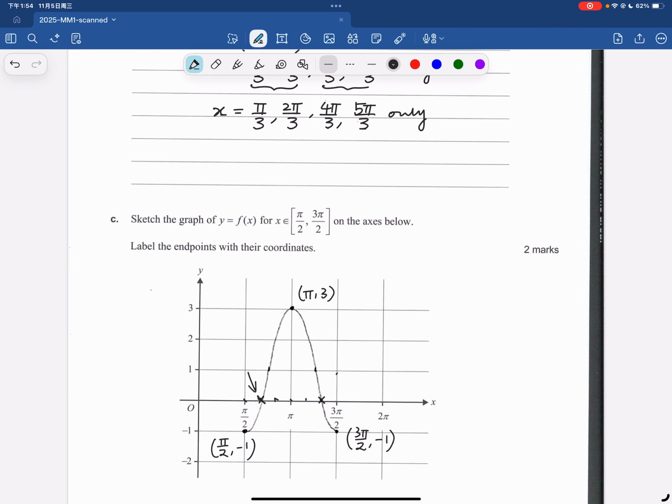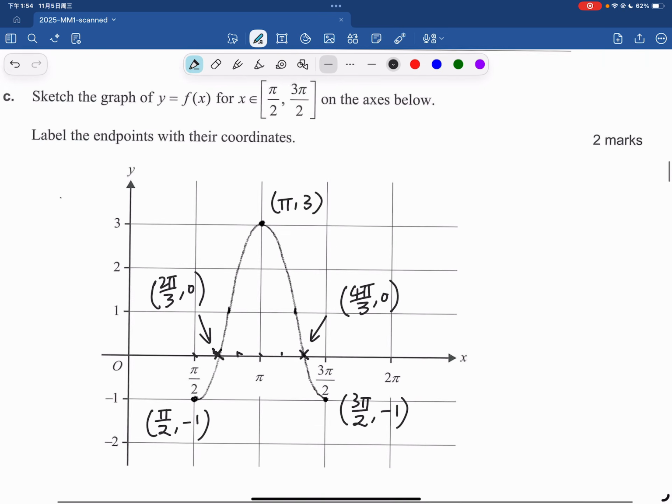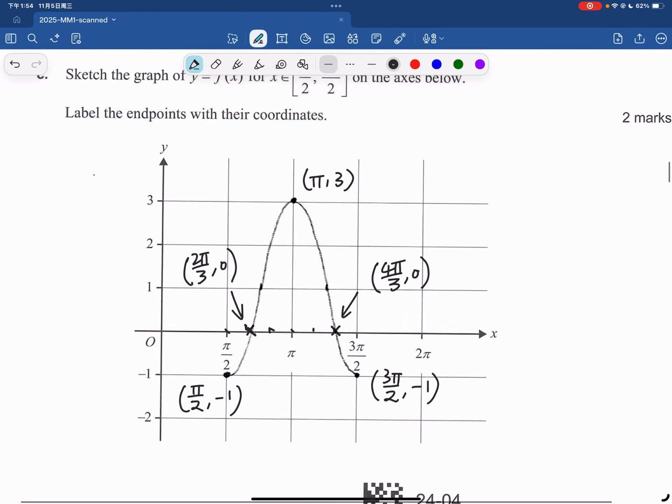And they were not required the x-intercept, but I'll just label them. So for example, I would label, let's say, 4 pi over 3 comma 0, and this will be 2 pi over 3 comma 0. So basically that is the graph I'll be producing on, let's say, a physical booklet.